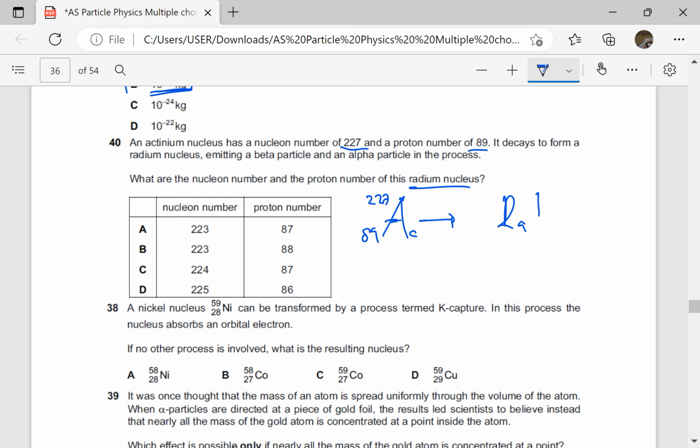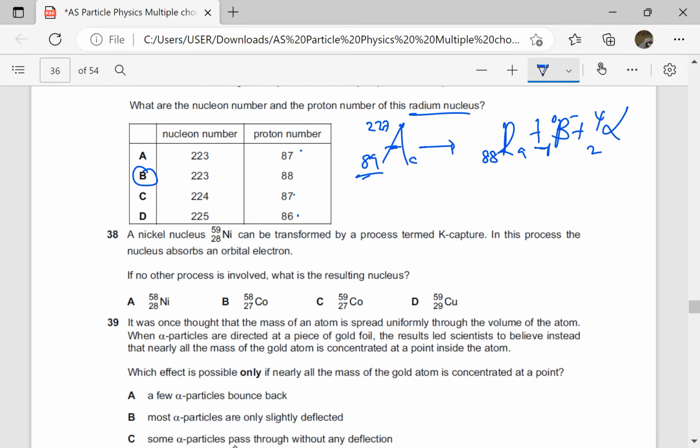So because it emits a beta particle, beta minus, every time they don't tell which particle it is, it is beta minus. And an alpha particle in the process, so alpha is 4, 2. So proton number, because this is 89 on the other side, and this is minus 1 plus 2, which is 1, so this is going to be 88. So without going any further, the proton number is 88, so the answer is going to be B. You can verify the nucleon number, 227 minus 4, which is 223.